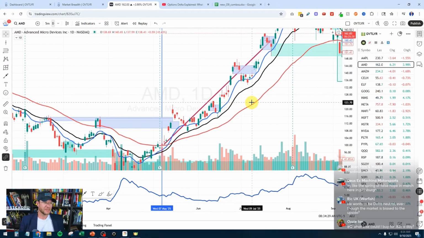AMD ripped higher. But what if it turns around? I need to buy puts and make sure I continue to buy puts all the way up. This is the wall of worry, by the way. I need to buy puts all the way up. That way, if it does turn around, then I won't lose as much money.